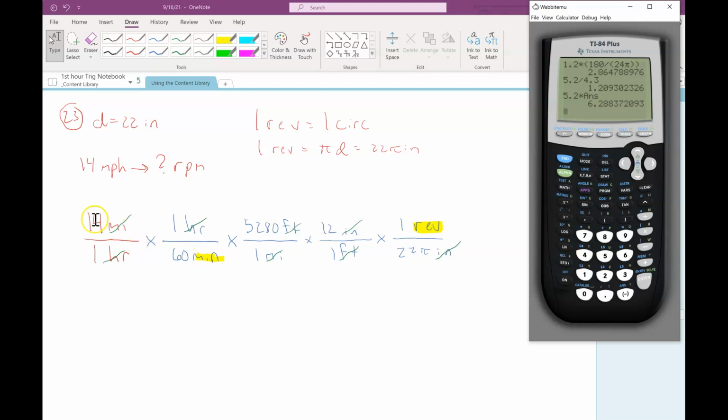All right. So the way I like to do this is I'm just going to do all the multiplications on the top. So I have 14, and I'm not going to bother with the times ones because multiplying by 1 doesn't really do anything. And then on the bottom, I'm going to put a big parenthesis. So I did the division symbol and then a parenthesis. And I'm going to skip the ones, but then I have 60 and then times 22 pi.